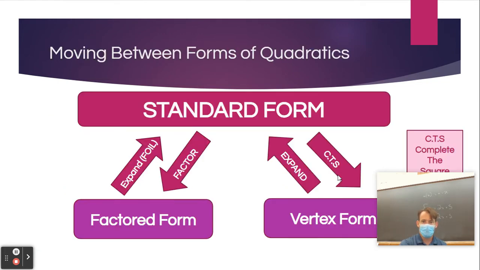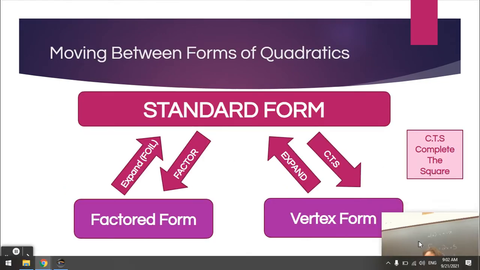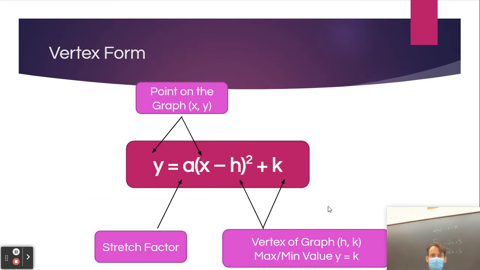Let's take a look. So we know that we have the standard form. If I want to go from factored form to standard form, I have to expand and simplify. To go from vertex form, I expand and simplify. If I want to go from standard form to factored form, I factor. If I want to go from standard form to vertex form, I need to complete the square. This is the thing we are looking at today. To go from standard form to vertex form, complete the square.